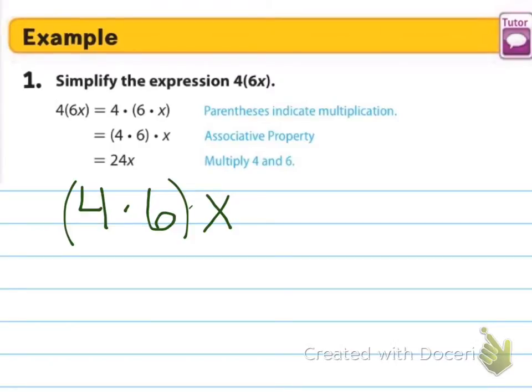And I know how to do 4 times 6. That's going to be 24. And so it's still 24 times x, because that x just doesn't disappear. It's still there. Notice that this says simplify. I'm not solving it. I can't solve it because I don't know what x is, but I can simplify it from 4 times 6x to 24x.